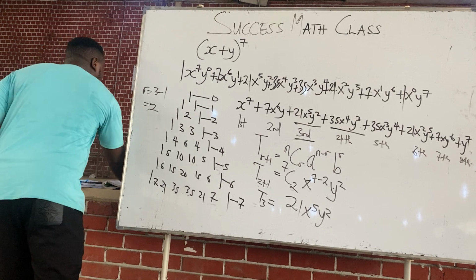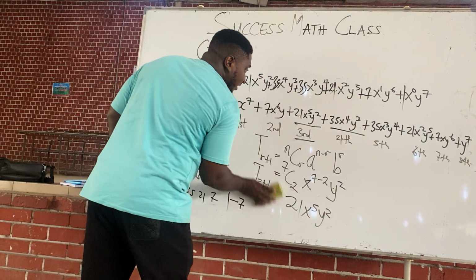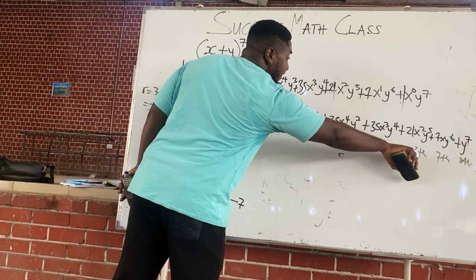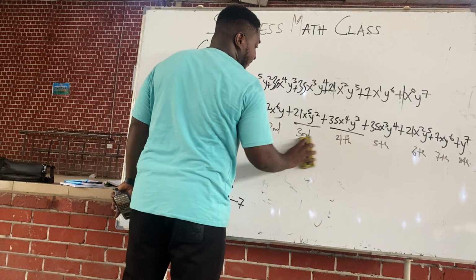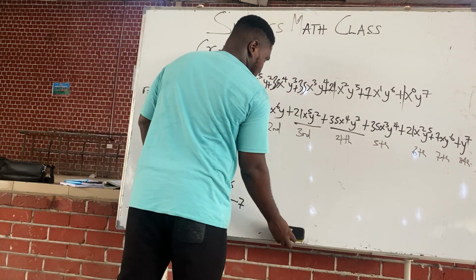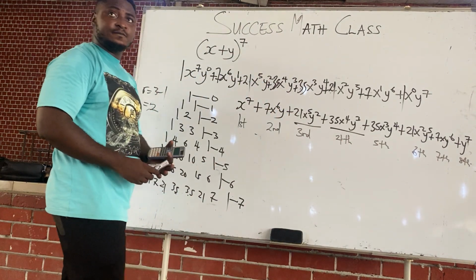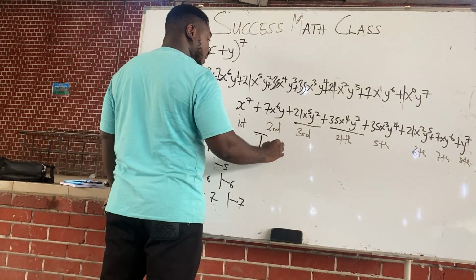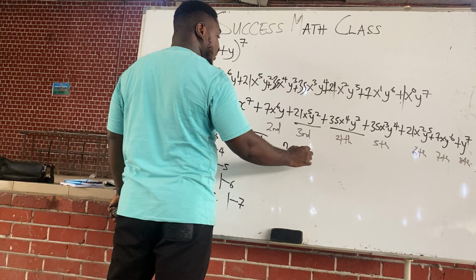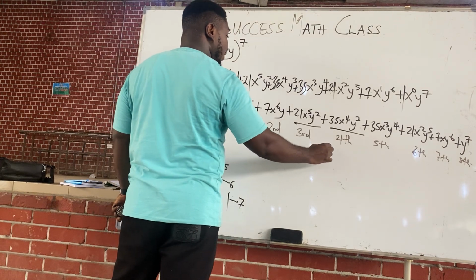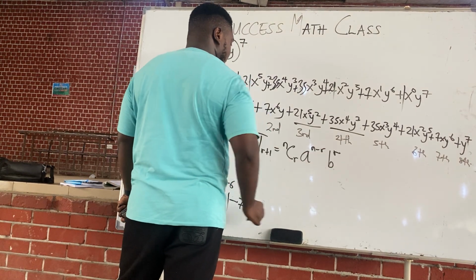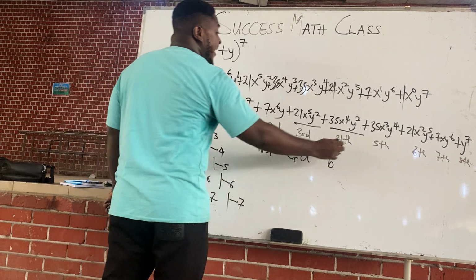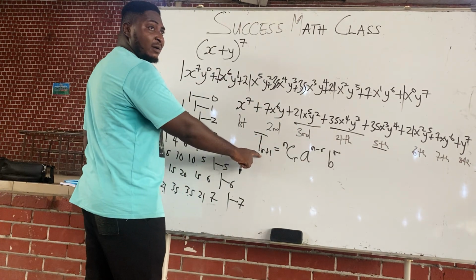Let's try to find other terms. Let us assume we have to find the 5th term. What will be the 5th term, class? T(r+1) = nCr a^(n−r) b^r. If they say find the 5th term, what must r be?